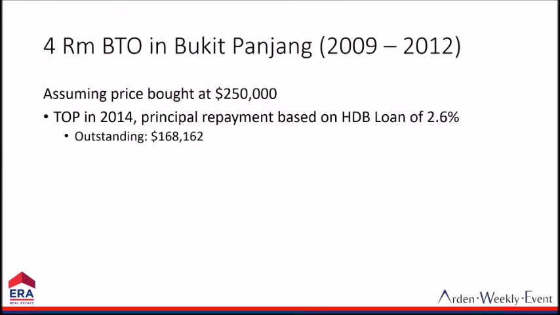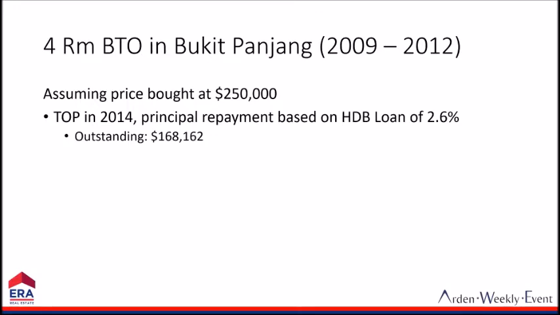Okay, now I know some of you may be wondering, how do you calculate the outstanding loan? We'll take that on another lesson. For those who are not too sure, you can approach any one of us. It's easy to calculate if you have a loan calculator. Okay, now outstanding loan is 168,162 based on 2.6% HDB loan.